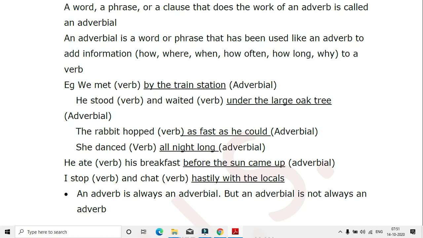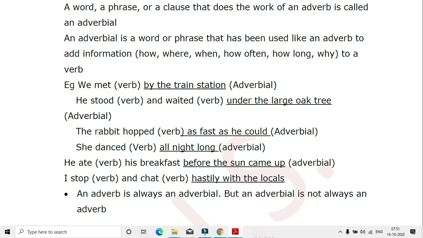And what do they tell you? They tell you how, where, when, how often, how long, and why, to a verb. Example: we met. Now your verb is met. Now where did you all meet? By the train station. So the whole thing is telling you where you met. So the whole thing, by the train station, is an adverbial. If it was 'we met yesterday', just one word, it would be only an adverb.